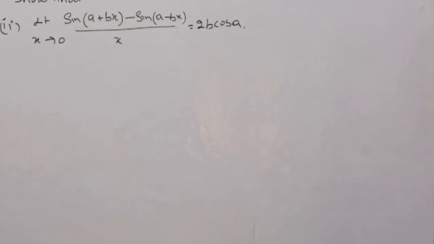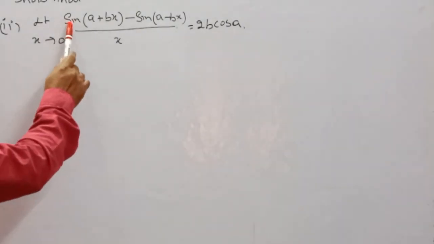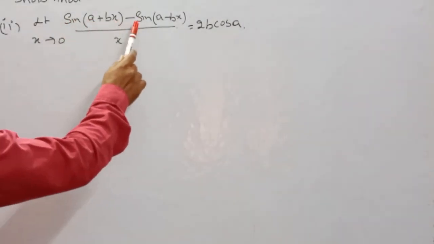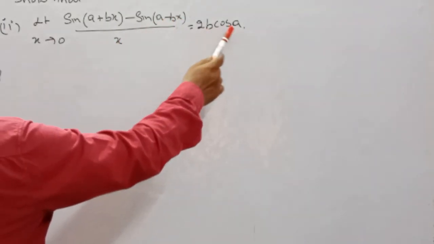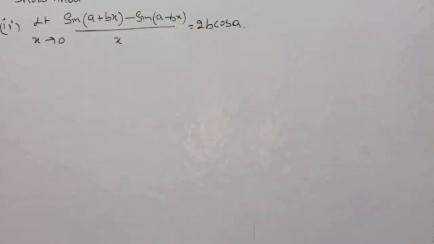Here we have one more problem. Limit x tends to 0, sin of (a plus bx) minus sin of (a minus bx) by x is equal to 2b cos a.